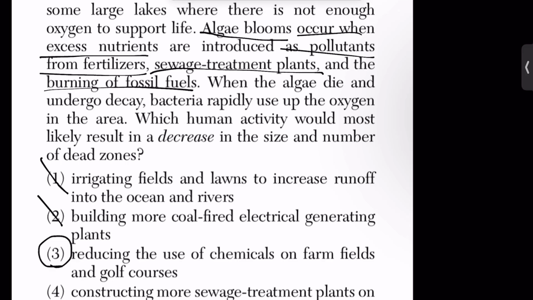It says constructing more sewage treatment plants on the shores of lakes and rivers. So this one is definitely not the answer, because it specifically says in the question that sewage treatment plants are contributing to the issue. So the solution to bad sewage plants would not be to build more sewage treatment plants. So our best answer here would be number 3.